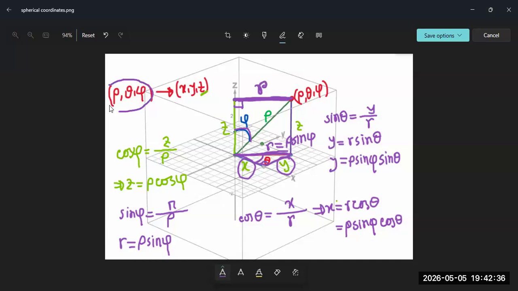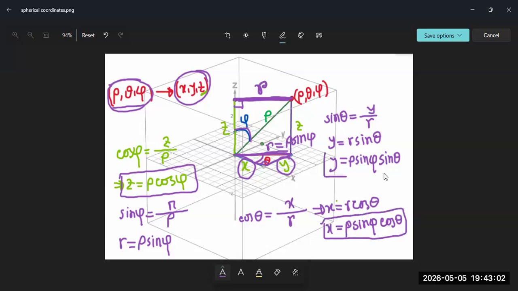Rho, theta, phi is given, that is in spherical coordinate system, and you want to calculate the points in rectangular coordinate system. That means you can use rho, theta, phi values for calculating x, y, and z. So we saw that z can be easily calculated by rho cos phi, and the x value we can calculate easily by rho sin phi cos theta, and the y quantity is rho sin phi sin theta.